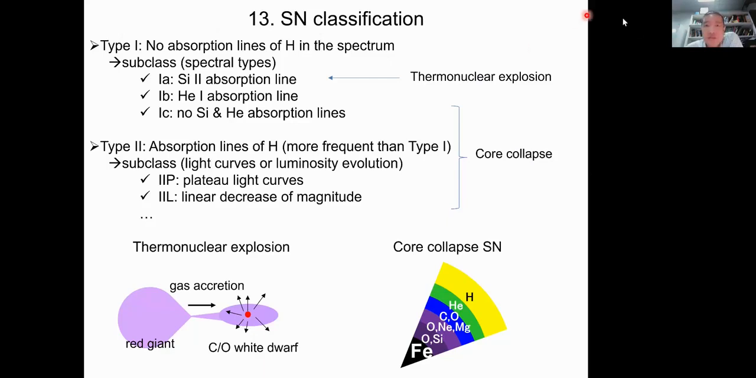And there are some classifications of supernova. Observationally, there are two types. The first one is type 1 supernova. That is defined as no absorption lines of hydrogen in the photon spectrum. And among type 1, there are subclasses depending on the spectral types. If there is a silicon 2 absorption line, or singly ionized silicon absorption line, then it is called type 1a. If there is a neutral helium absorption line, then that is 1b. If the spectrum doesn't include both silicon and helium absorption lines, then it is classified as type 1c.